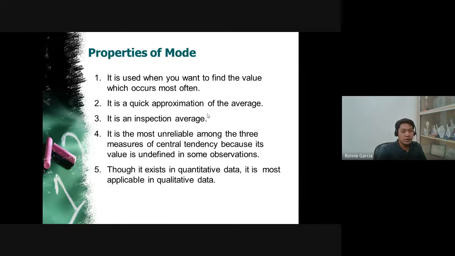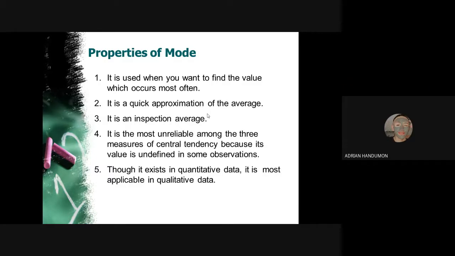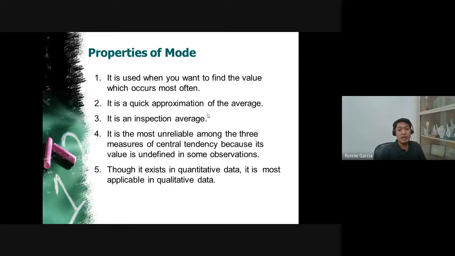And number 5. It exists in quantitative data. So, it is most applicable in qualitative data. Very good. Though it exists in quantitative data kasi pwede mo makita ano yung nagbalik-balik na number, it is most applicable in qualitative data. Yung example natin ng mga brands of shampoo, kung mga answers ninyo is nagbalik-balik, applicable talaga siya sa qualitative data.